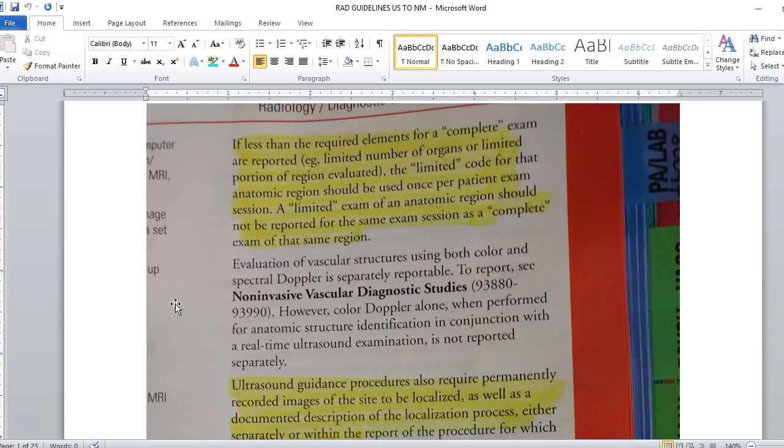Okay, so what we're going to see is a lot of guidelines that tell us what is included in a complete exam and what means a limited exam as we're going through.